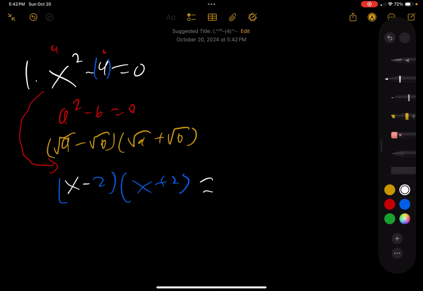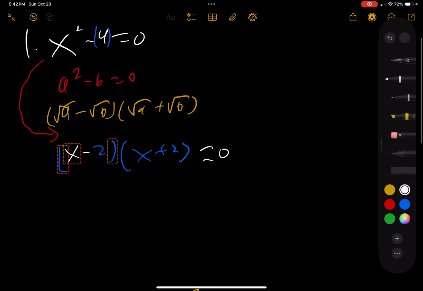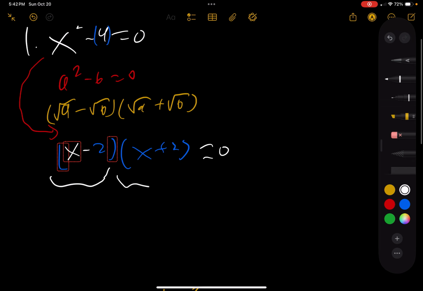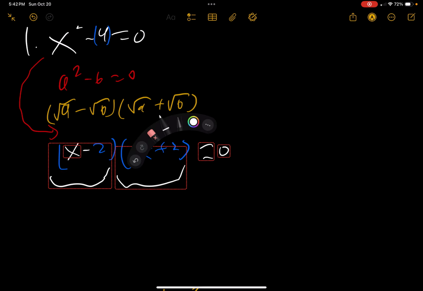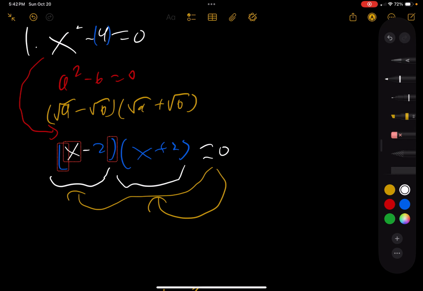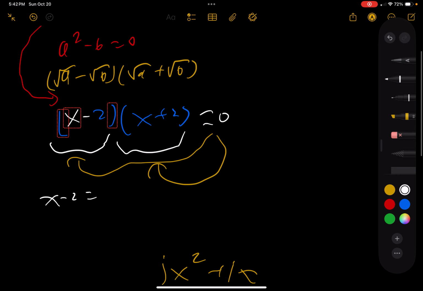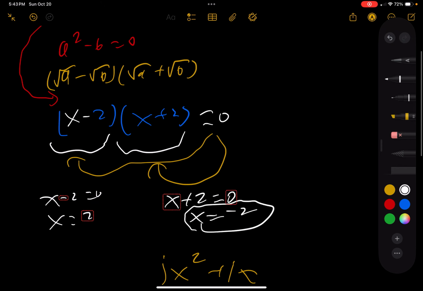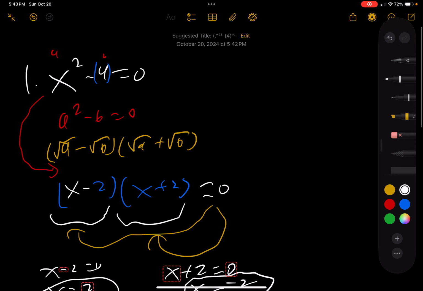Now we're going to be using the zero product property. The zero product property states that when you have 2 or more terms, and these two things in parentheses are terms, set equal to 0, you can just set each individual term to 0. So now you're setting x minus 2 equals 0, that says x equals 2. x plus 2 equals 0, x equals negative 2. So that's your first set of values of x.